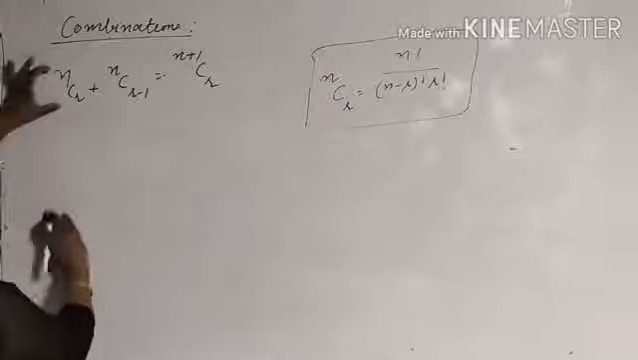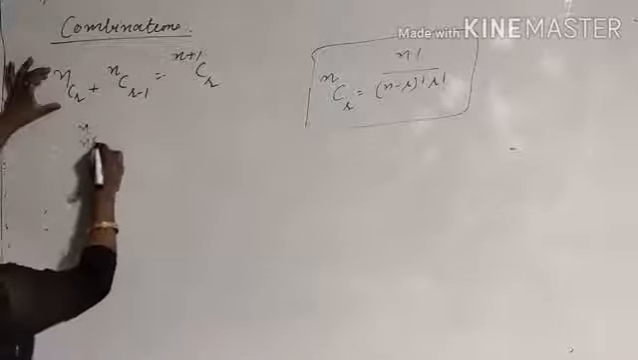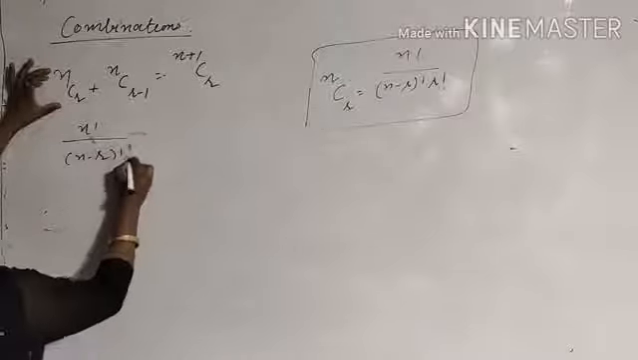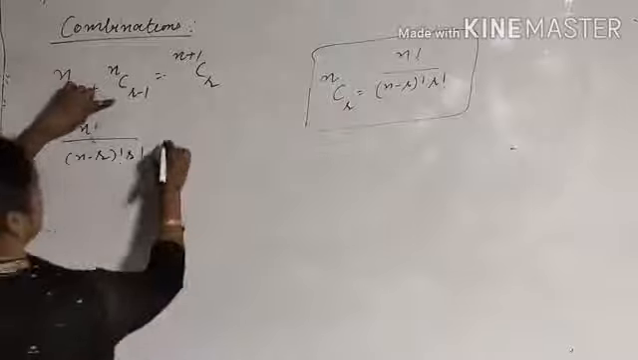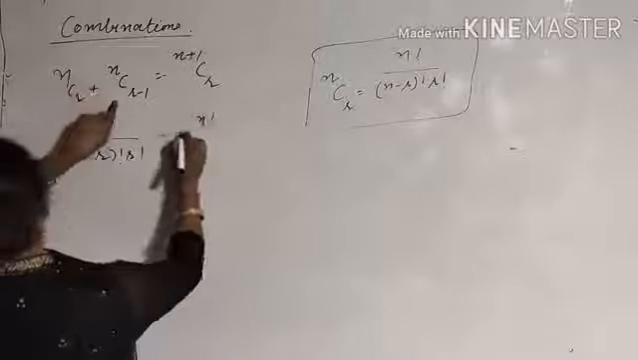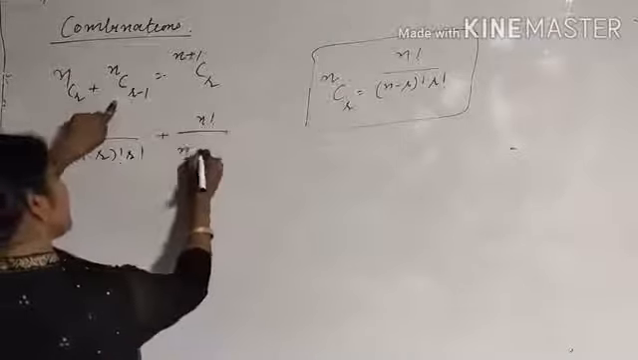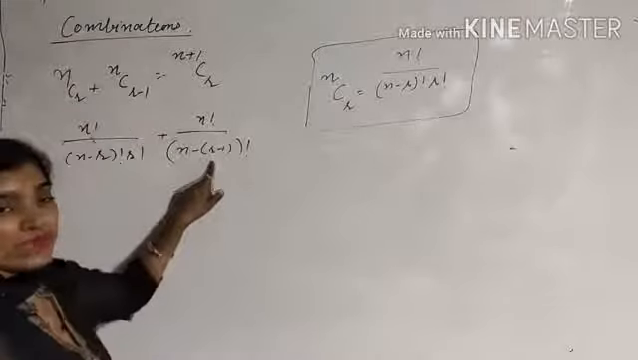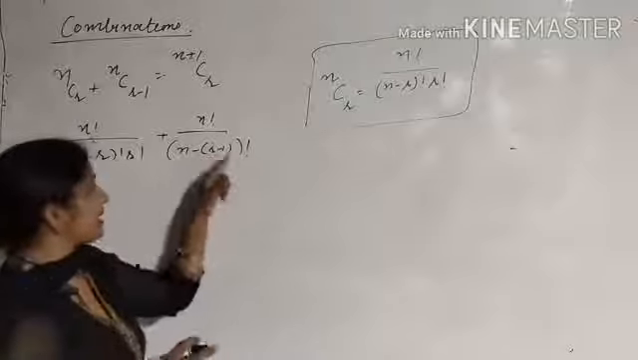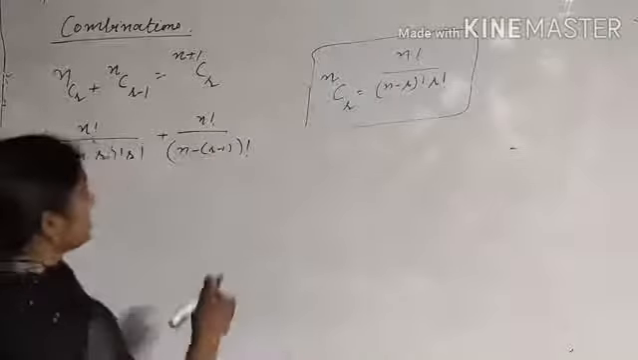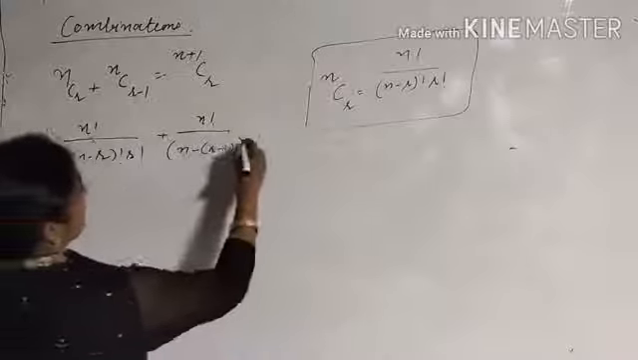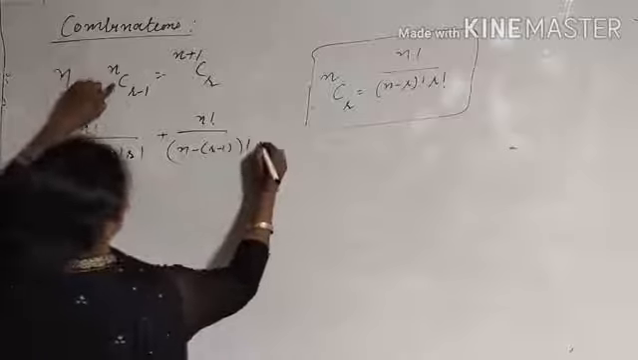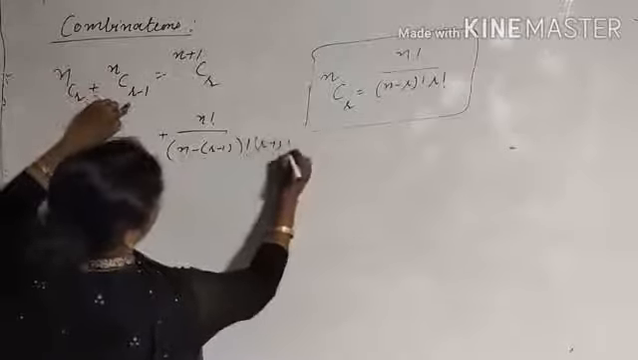Okay, first write the formula for nCr. This is n factorial upon (n minus r) factorial into r factorial, plus n factorial upon (n minus (r minus 1)) factorial into (r minus 1) factorial. Always remember to put the brackets wherever there is a minus sign inside or outside, so that there may not be a chance of mistake.